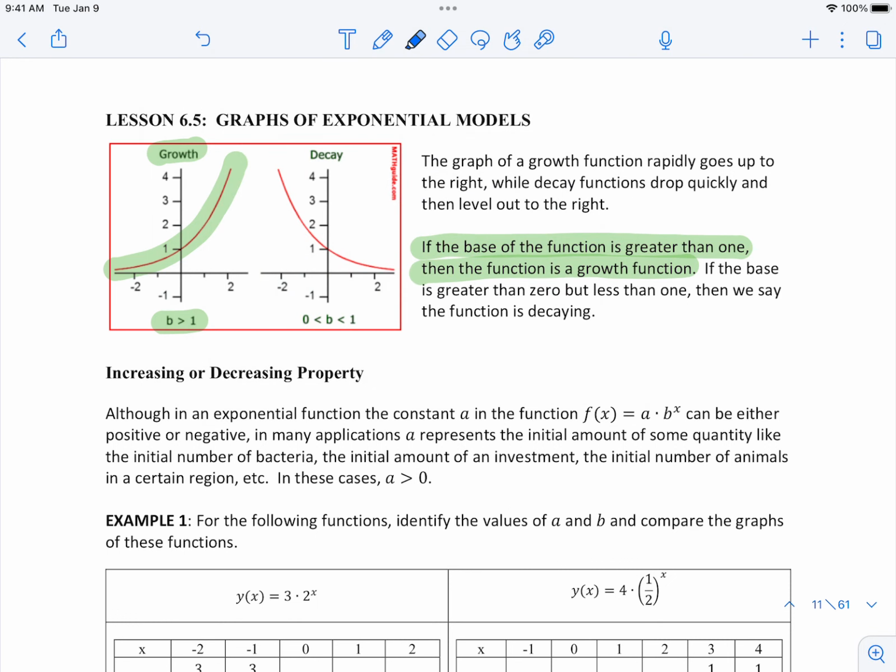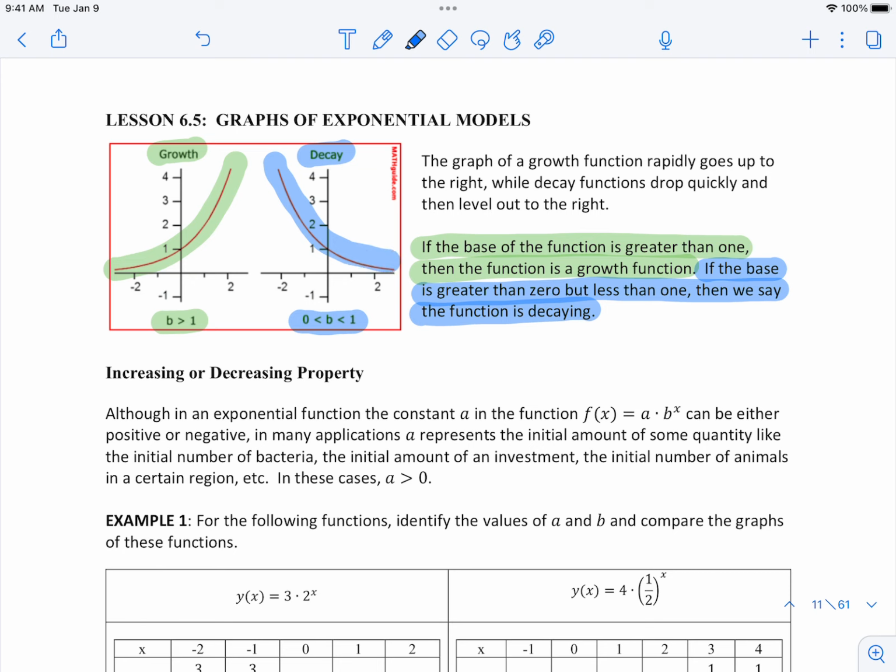If the base is greater than 0 but less than 1, then we say the function is decaying. So you can see here b is between 0 and 1, and that's decay, where our graph is going down from left to right.